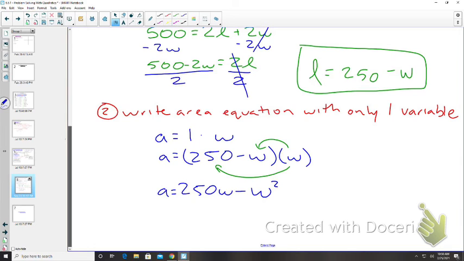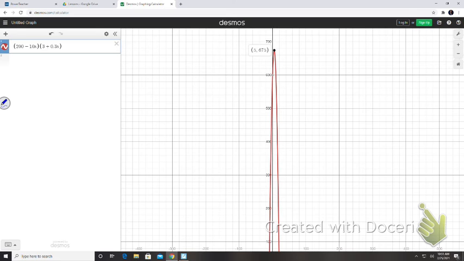Good? So this is a quadratic now, right? Do you agree? Okay. Good. So, what's step 3? Graph and find the vertex. Absolutely, thank you very much. Looks good. Okay, so let's get our old friend Desmos out.